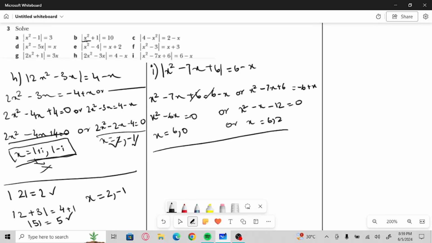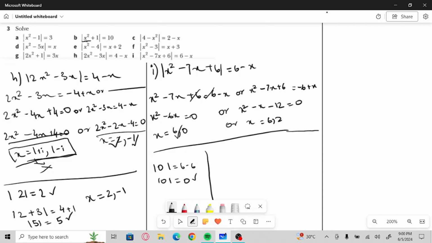We have three values. Input these three values quickly and see what we get in return. Use the calculator. So 6 squared is 36, minus 7 multiplied by 6, and add it with 6. We have got 0. So in a modulus, if we have 0, the other side should have 6 minus 6. Yep. And 0 is equal to 0. This is correct. 6 is the correct input.